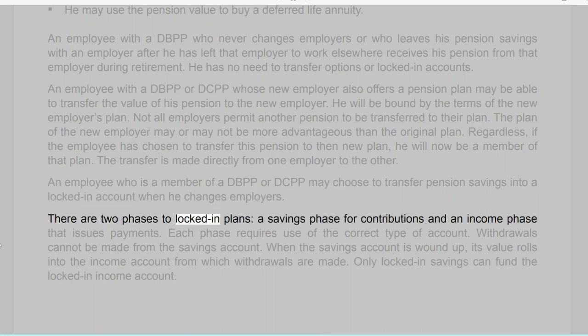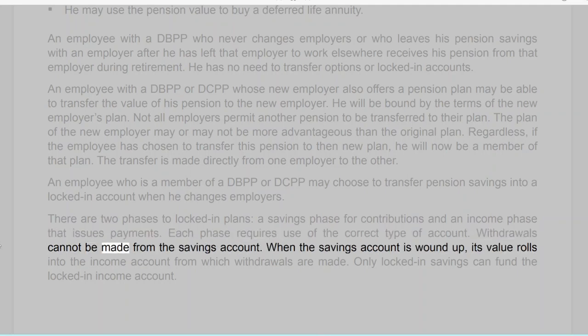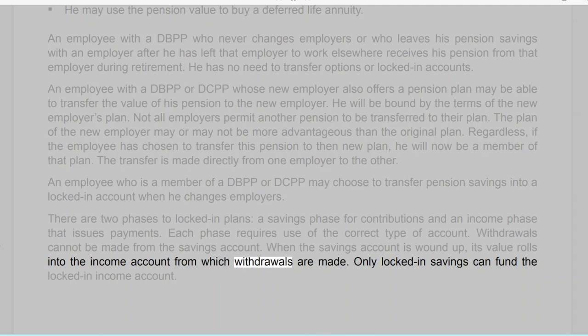There are two phases to locked-in plans, a savings phase for contributions and an income phase that issues payments. Each phase requires use of the correct type of account. Withdrawals cannot be made from the savings account. When the savings account is wound up, its value rolls into the income account from which withdrawals are made. Only locked-in savings can fund the locked-in income account.